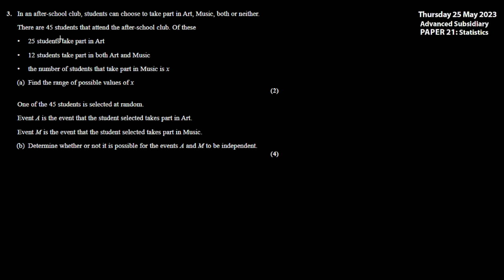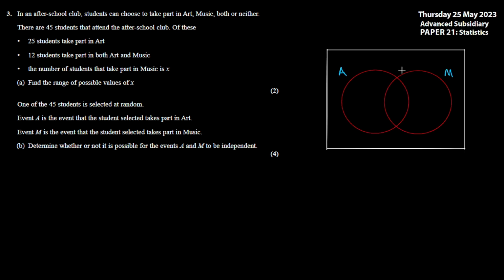Okay, question 3. We've got an after-school club and the students can take part in art, music, both or neither. 45 students attend the club and we've been given the number of students who do some of the subjects in various combinations. This is clearly a Venn diagram. 2 circles, one for art, one for music, an overlap and a possibility that students don't take either of these options. So we've got to fill in the blanks given the information.